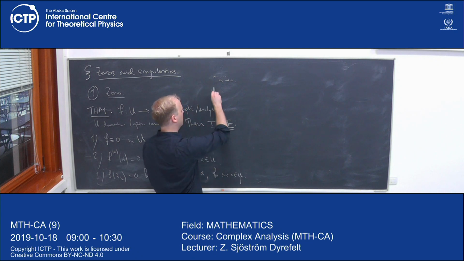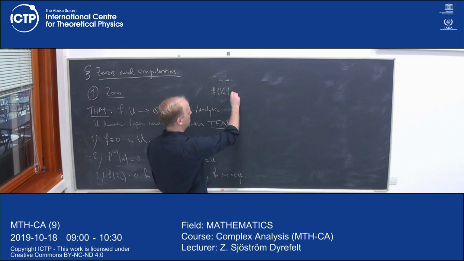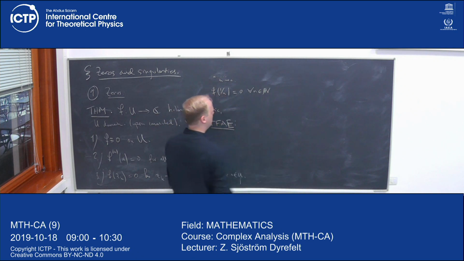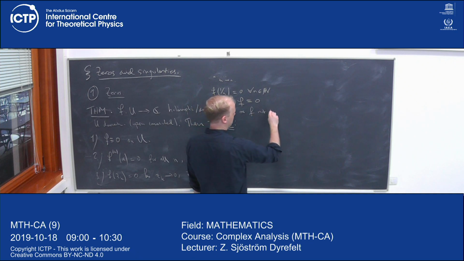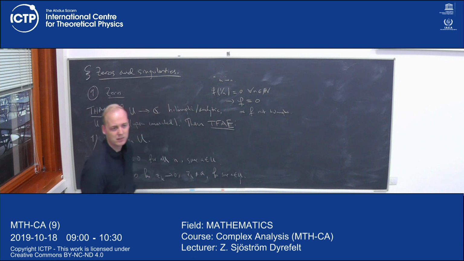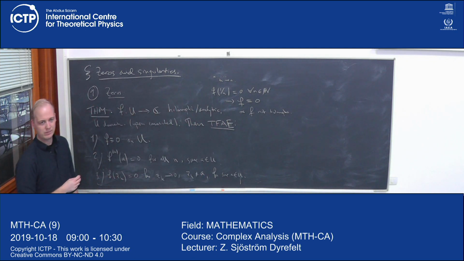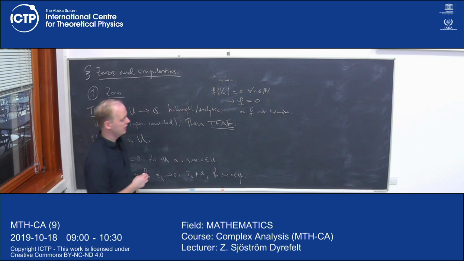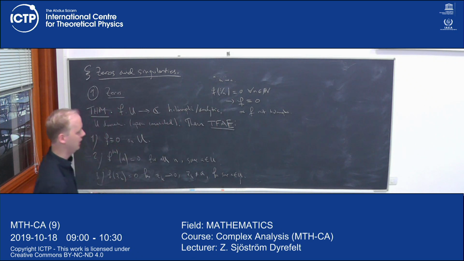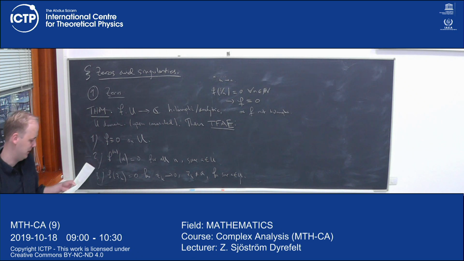For example, f of 1 over n equal to 0 for all n implies that f is identically 0 or that f is not holomorphic. So if it's holomorphic, then it has to be the zero function, because this is an accumulation point, coming closer and closer to 0. This is what this theorem says.